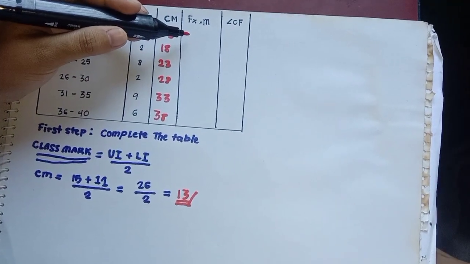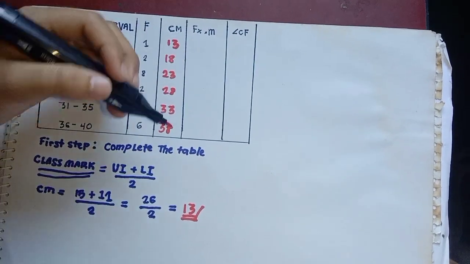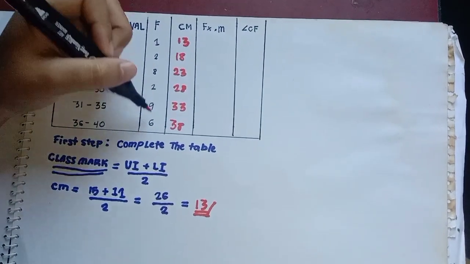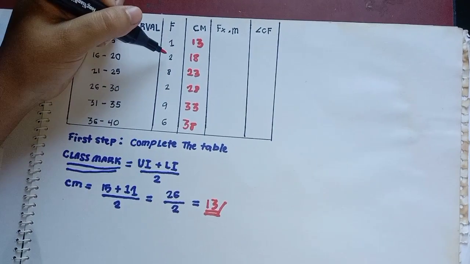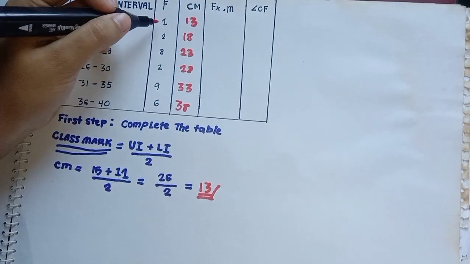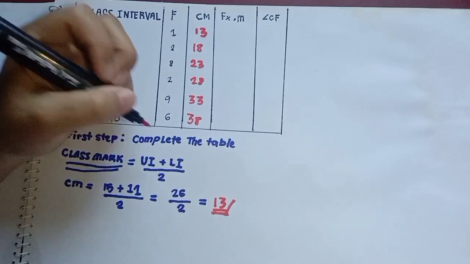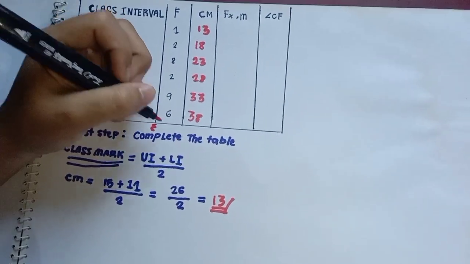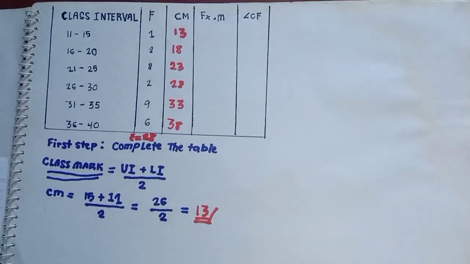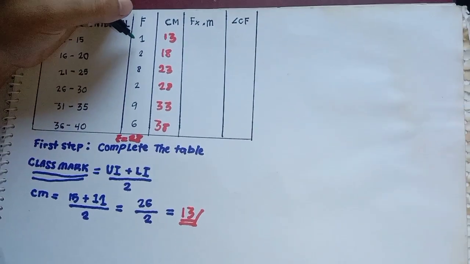Our next column will be f times m, or we can simply call it fx. But before that, let's first compute the f, or the overall total of the frequency. If we add 1 plus 2 plus 8 plus 2 plus 9 plus 6, it will be an overall total of 28. So let's go back to our next column, which is fx.